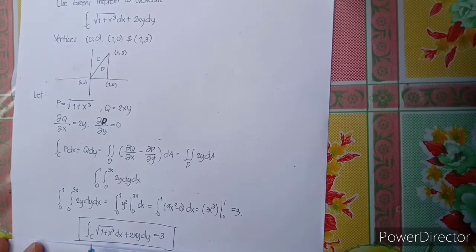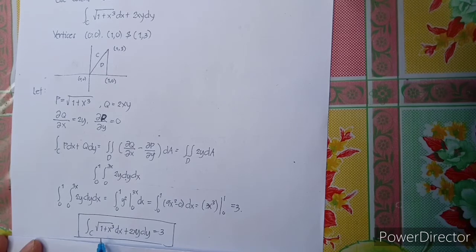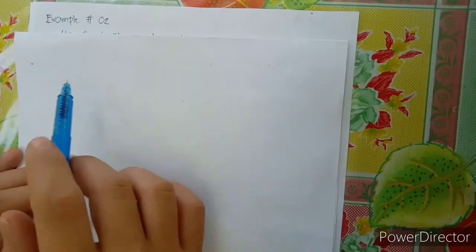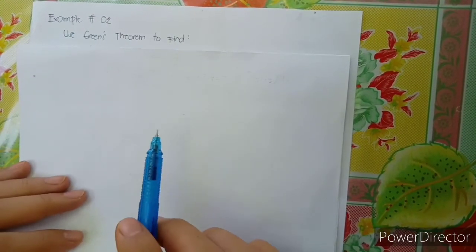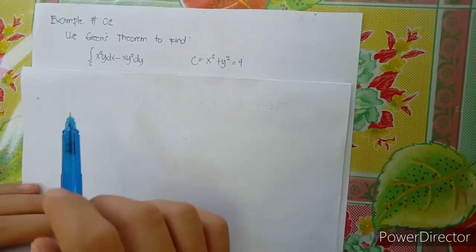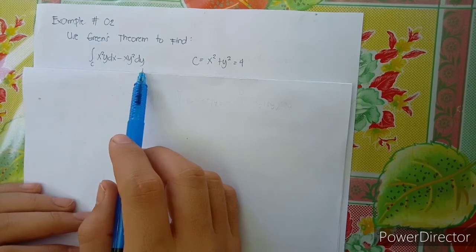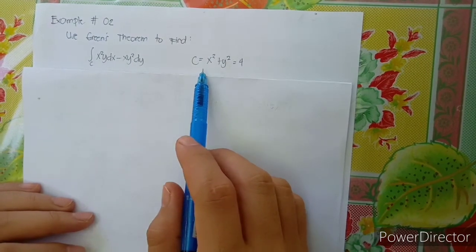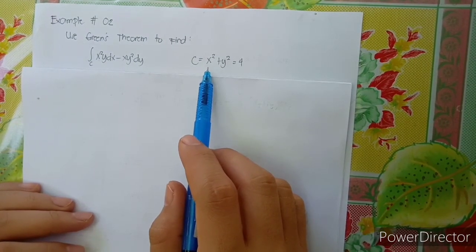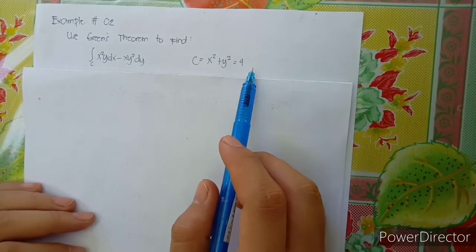So the final answer for this given line integral of square root of 1 plus x cubed dx plus 2xy dy is equal to 3. Example number 2. Use Green's theorem to find the line integral of x squared y dx minus x y squared dy, where C is the circle x squared plus y squared is equal to 4, going counterclockwise.